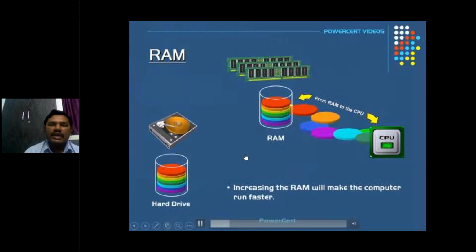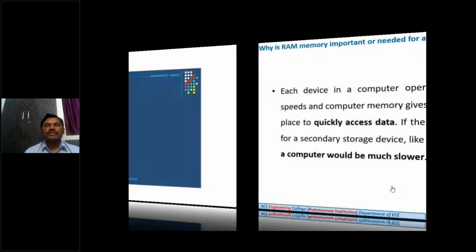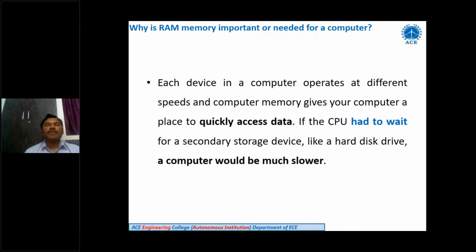ROM can also store recently opened websites and user files. So increasing the RAM will make the computer run faster and faster. So like this, we can use the RAM memory. That is a little bit about this. Why is RAM more important or needed for a computer than ROM? Each device in a computer operates at different speeds, and computer memory gives your computer a place to quickly access the data. If the CPU had to wait for a secondary storage device like a hard disk drive, the computer would be much slower.